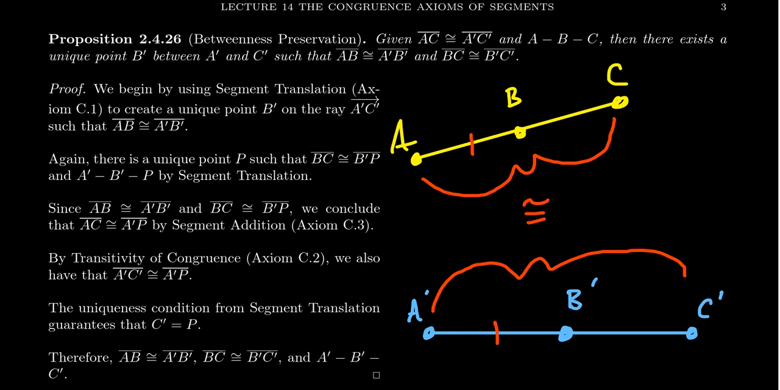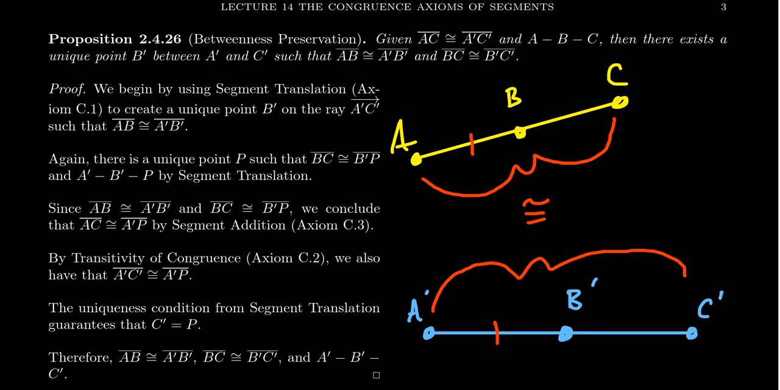So by construction of the point B prime, we're going to have that AB is congruent to A prime B prime. Now, I have to be a little bit careful, and this is always something we should be cautious about when we draw diagrams here. How do I know that B prime is between A prime and C prime? I actually don't know that yet. So we have to be very, very careful. I'm going to draw my picture in that manner, but I cannot assume yet that I know B prime is between A prime and C prime. I know that B prime is on the ray A prime C prime, but it could be over here. Maybe it's equal to C prime for all we know. We don't know that yet.